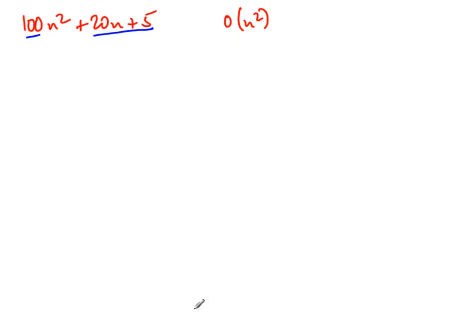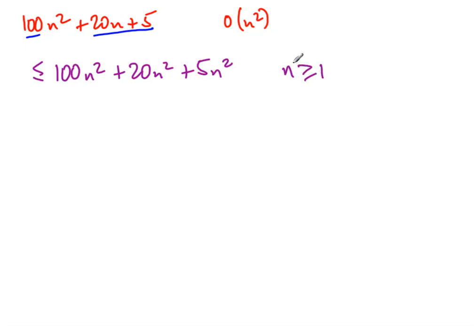So again, following our earlier strategy, we will rewrite this. So we can now say that this is smaller than or equal to 100 n squared plus 20 n squared plus 5 n squared. So I multiplied this by n and this 5 by n squared, provided n is bigger than or equal to 1, because once n is bigger than or equal to 1, n squared or n is going to be a larger factor. And now I can combine all these terms and say this is smaller than or equal to 125 n squared.